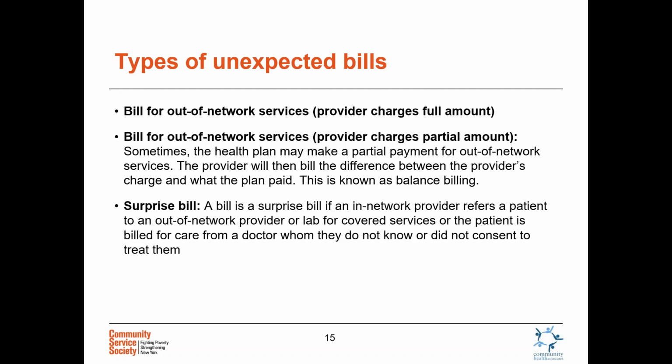The types of unexpected bills I'm referring to first might be a bill for out-of-network services, and the provider is charging the full amount. The bill doesn't indicate that insurance has paid anything. Next, you might get a bill for out-of-network services where the provider charges a partial amount, and the bill might show that the health plan made a partial payment, but did not pay it in full because the provider was out of network. The provider will then bill the difference between the provider's charge and what the plan paid. This is known as balance billing.